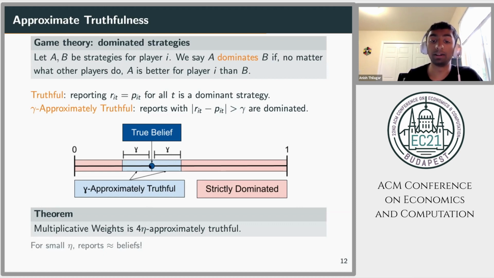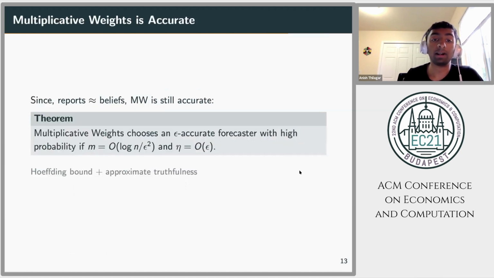If we choose eta small enough, then this interval, which is 4 eta on each side, will be very small also. And that means any report that the forecasters have will also be very close to the beliefs. And when the reports are close to their beliefs, our analysis of multiplicative weights starts looking very close to the simple non-strategic one. So we can show that multiplicative weights is still accurate. Specifically, if we choose eta on the order of epsilon, then we know that multiplicative weights will choose an epsilon accurate forecaster with high probability if our number of events is on the order of log n over epsilon squared.